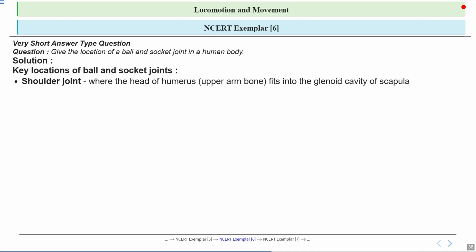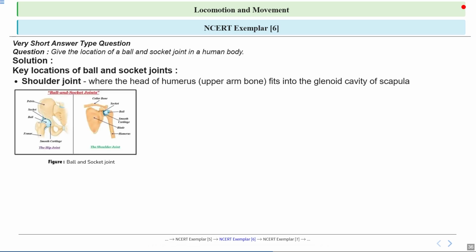Now, the shoulder joint is where the rounded head of the humerus bone in your upper arm fits into the shallow socket called the glenoid cavity of the scapula, which is your shoulder blade. So this structure allows for a wide range of motion, making it one of the most flexible joints in the body, which is very important for activities like lifting and reaching. So, you can see the picture of the ball and socket joint, which is present in the shoulder region. Okay, in the first picture you can see the hip joint, and in the second picture you can see the shoulder joint.